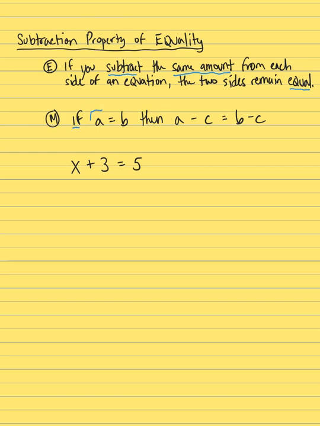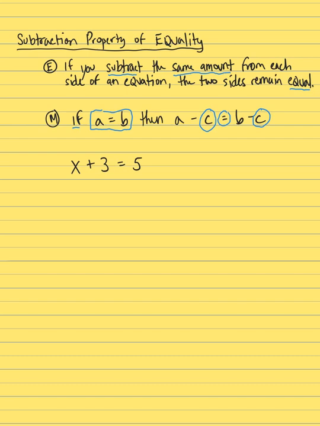So here's our initial equation. The two sides are equal, right? And then we are going to subtract the same amount, and that's shown here by C, right? The same amount from both sides, and those two sides are going to remain equal. How might we use this to solve an equation? Well, here's a very simple equation, right? X plus 3 equals 5.